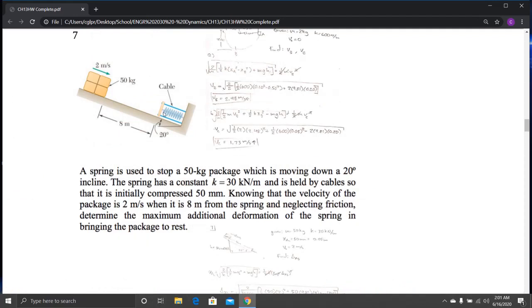Question 7 has a package at the top of a ramp. Given its weight, its initial velocity, the distance it's going to slide, theta, and I'm told that the spring, which I have its constant for, is already being compressed by a cable 50 millimeters. I'm asked to find the additional amount that the spring is going to compress before it brings the package to rest.